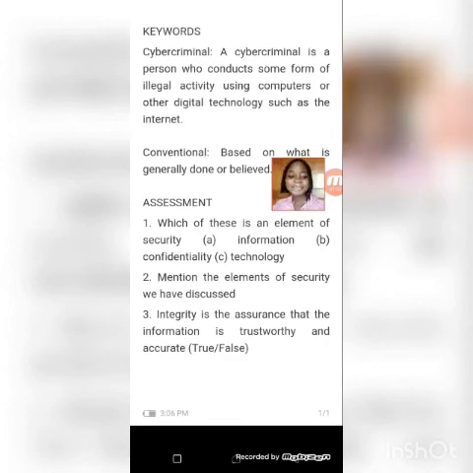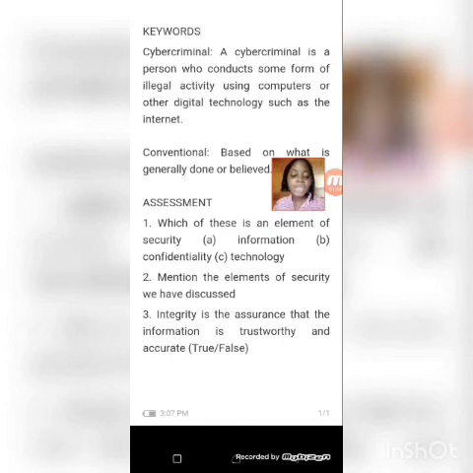Yeah. Now let's go to our assessments. Number one, which of these is an element of security? Remember we talked about how many elements of security we have, right? I mentioned four. So which of these is an element of security? A, information. B, confidentiality. C, technology. Which one out of the three that I mentioned is an element of security?